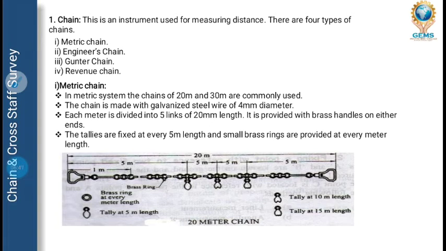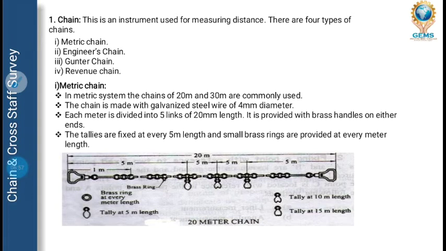There are 2 brass handles, links, and tallies. Tallies are used for marking the length. At every 5 meters, tallies are given. So you can easily understand where the tallies are.